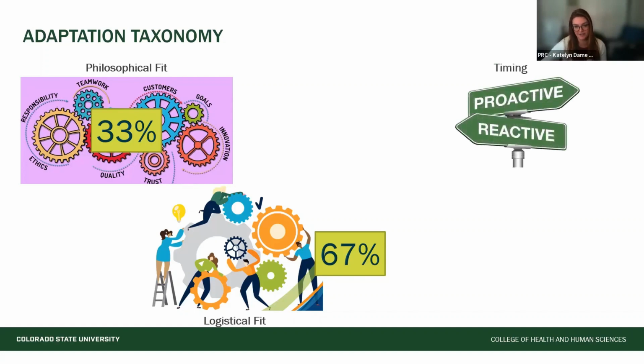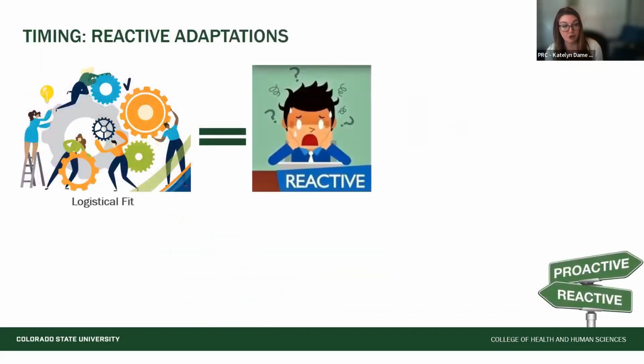So the next way to classify your adaptations, according to the taxonomy model, is through timing, which classifies adaptations as either reactive or proactive. And reactive adaptations are the most common type that are associated with issues related to logistical fit that we just discussed. And these type of adaptations consist of unplanned changes to the elements of the intervention. And these often occur due to unanticipated obstacles, such as pressure from the organization to reduce program time, or maybe difficulty recruiting from the population.